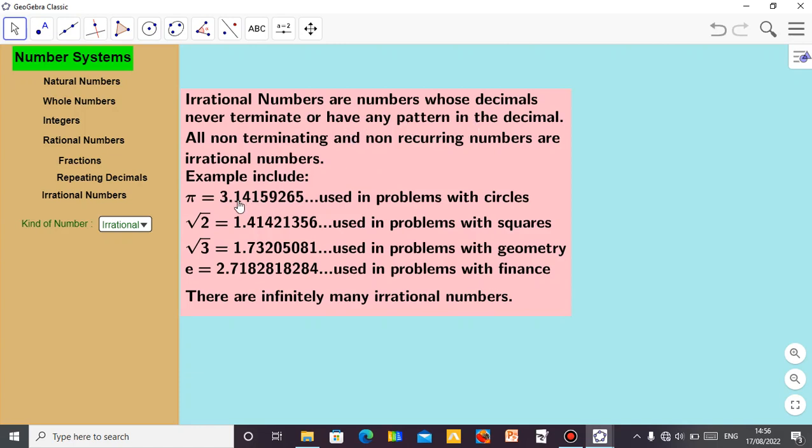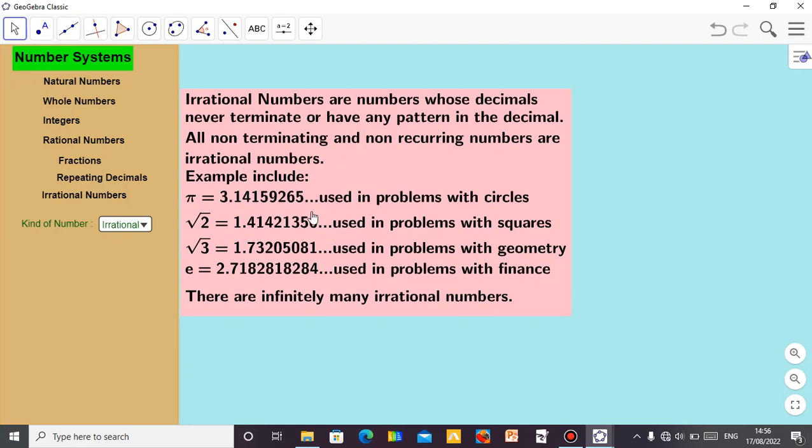Pi keeps going like this forever, and it does not have any pattern in it. You can see it keeps changing: 3.14159265. So it just keeps scattering and keeps going like that. Look at square root of 2: 1.414213. See, it keeps going, no repetition. See, no terminating. It will keep going like this forever.